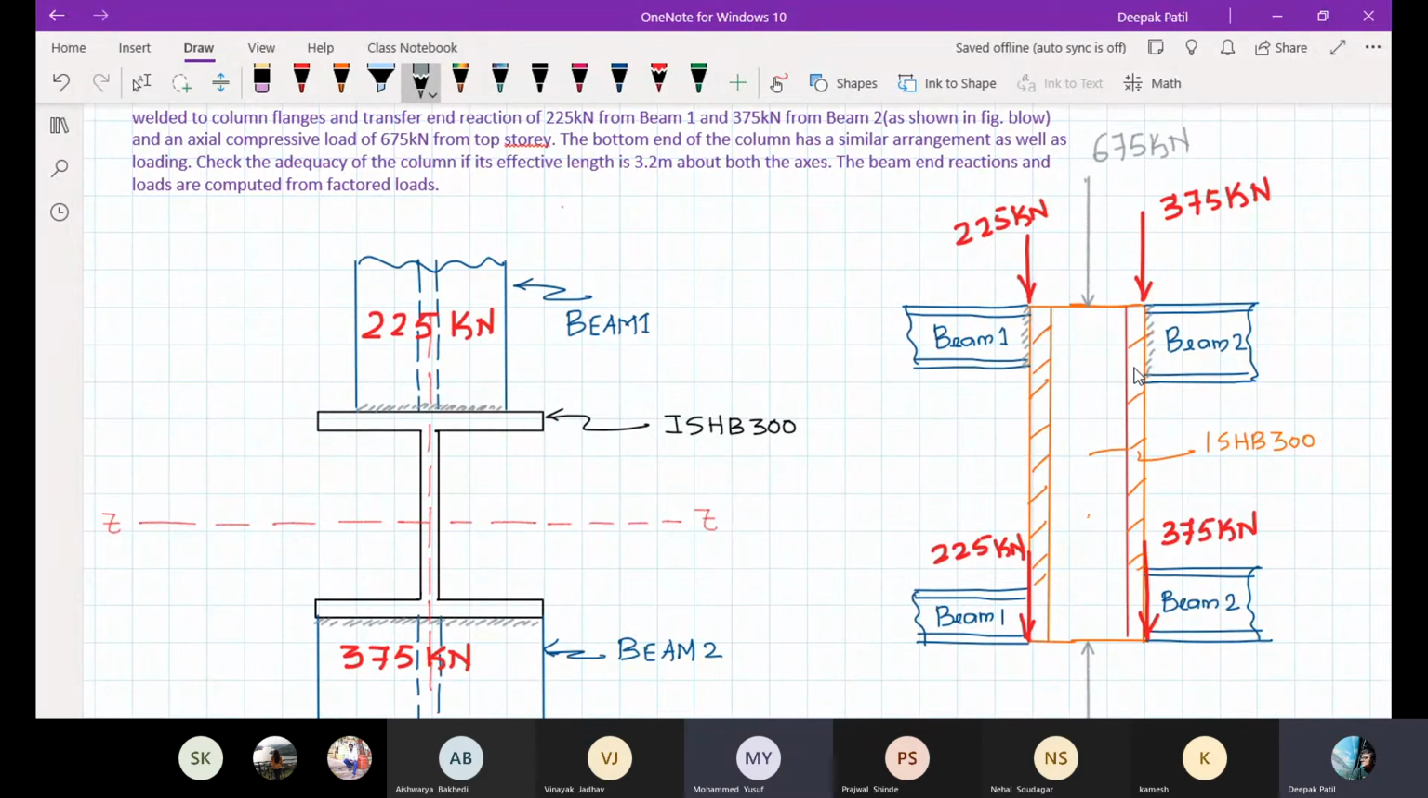Okay, the one who said uniaxial, can you explain why you said uniaxial? Let your answers be wrong, don't worry about that. We are discussing here. So the load is coming from one direction only, the same direction. You mean to say which load, 675 kilonewton or 225 and 375? 225 and 375. Okay, yeah, almost 90% of the answer is correct.